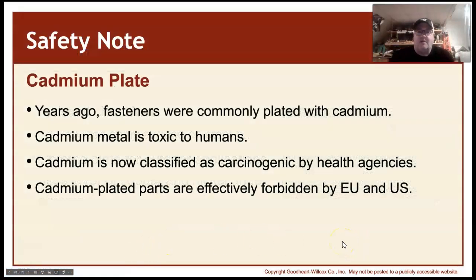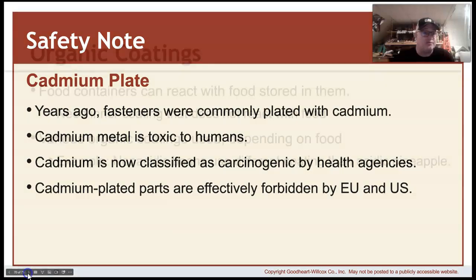Now, again, cadmium and chromium both are basically very, very toxic to us as humans. So be aware of the dangers if you're working around cadmium or chromium. Same thing with carbide. If you're grinding carbide, you want to take precautions and be aware of the dangers that come with exposure to those, especially in terms of inhalation issues.